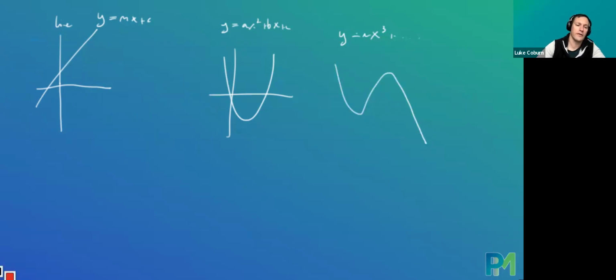And what you realize here is that this has got no bumps, this has got one bump, this has got two bumps. If we do a y is equal to ax to the power 4 graph, we'll get 1, 2, 3 bumps, and then 1, 2, 3, 4 for y is equal to ax to the power 5. Okay.